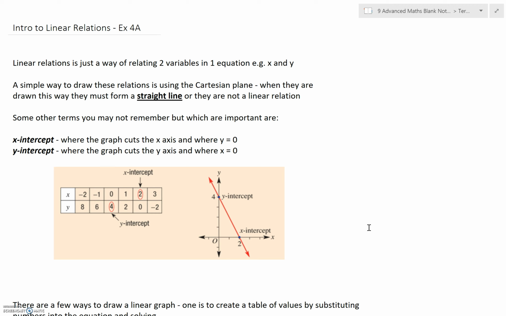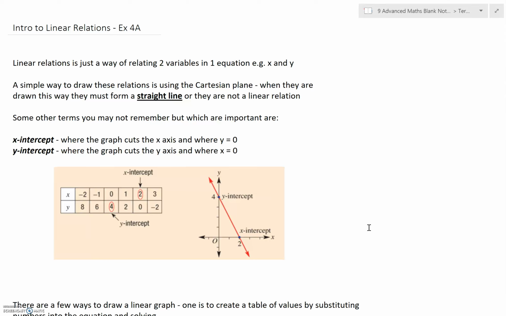So a really simple way to draw a linear relation is to use a Cartesian plane. Remember, that's the x and y axis. And when you do draw a linear relation this way, they must form a straight line. Otherwise, it's some other sort of relation, not a linear one.